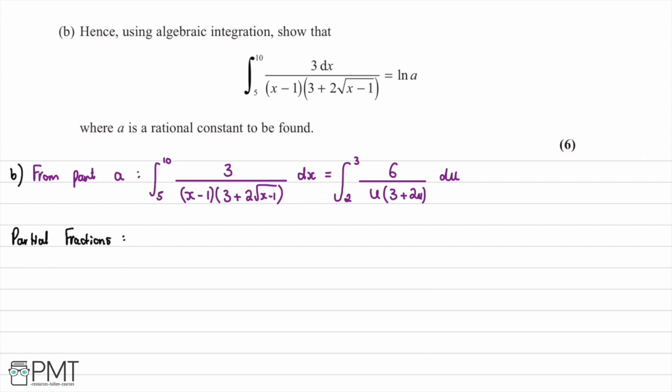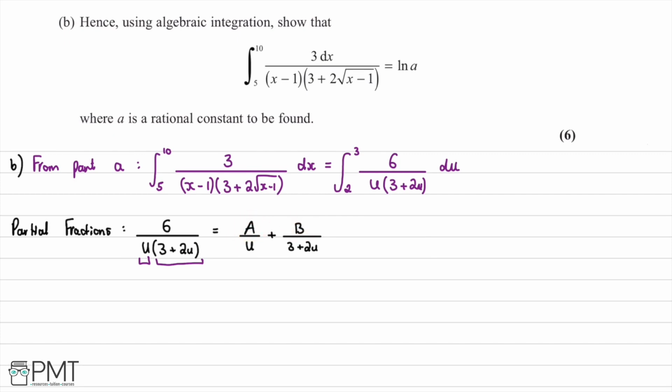So therefore, forgetting about the integral for the minute, we can say that 6 divided by u lots of 3 plus 2u. So we know here we can split this up into effectively u and 3 plus 2u. So that's our two factors on the bottom. This is going to be equal to a divided by u. And then we're going to add on b divided by 3 plus 2u. So we now need to find what the constants a and b are going to be. So how are we going to do this?